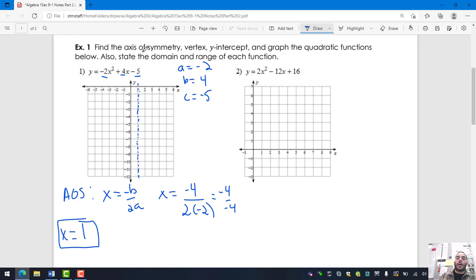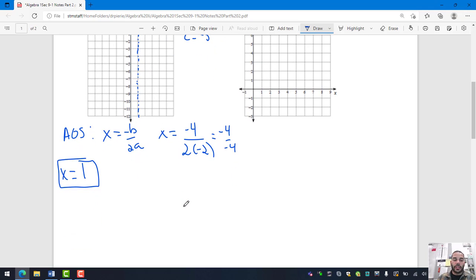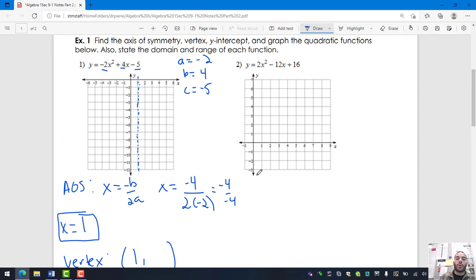Okay, so we got the first step down. We've got the axis of symmetry. Now what we're going to do is get the vertex. And if you have the axis of symmetry, it makes finding your vertex a little bit easier. Remember, it's always an x and a y coordinate. Your x coordinate is just going to be whatever that number was for the AOS, in this case it's 1. Then to get your y coordinate, all you got to do is plug this number into that equation.